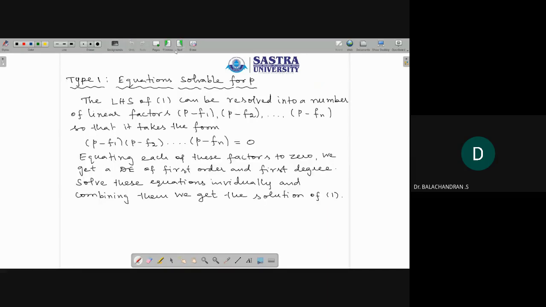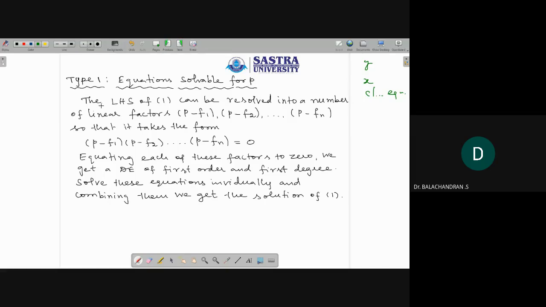Type 1 is equation solvable for p. Type 2 is equation solvable for y, type 3 is equation solvable for x, and type 4 is Clairaut's equation. Today we will discuss equations solvable for p.